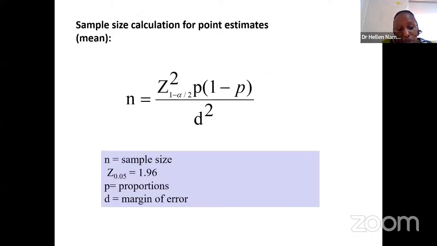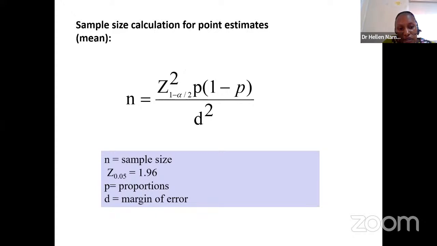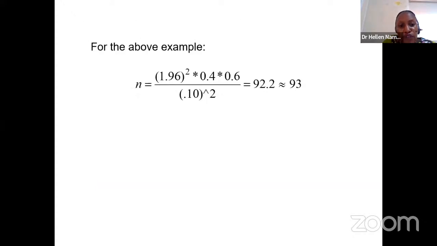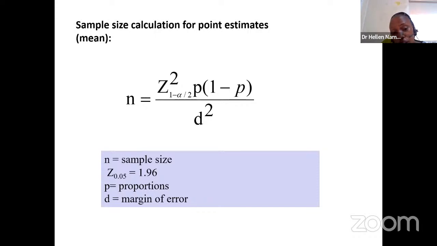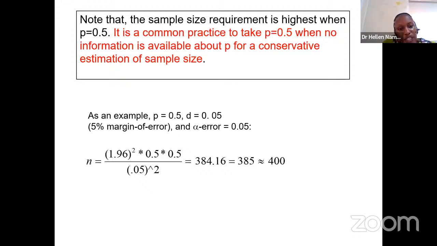There is an example. We know the Z value, which is at 95%. We put in D, that is the margin of error, and then P, the proportions or probabilities that you want to use. You just need to feed in and come up with your answer. In this particular case, if your P is equal to 0.4, then the other fraction, 1 minus P, will be 0.6, and then your n will be 92.2, which you can approximate to 93. The same story applies here.